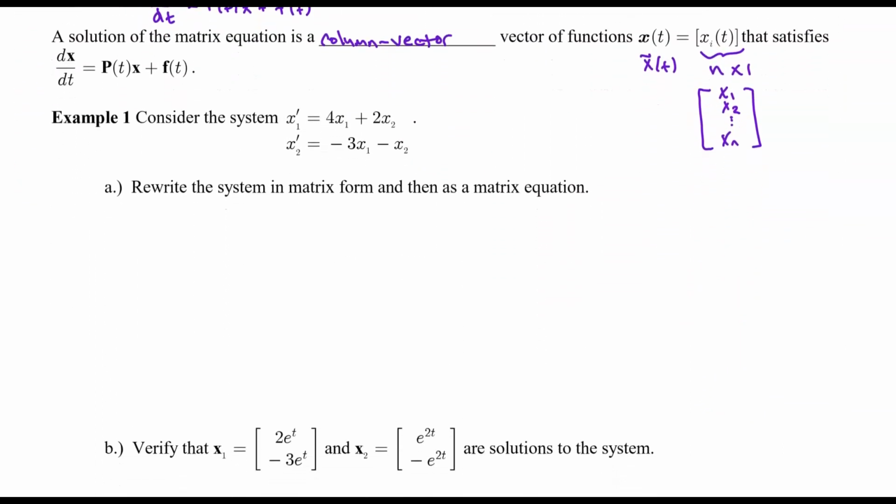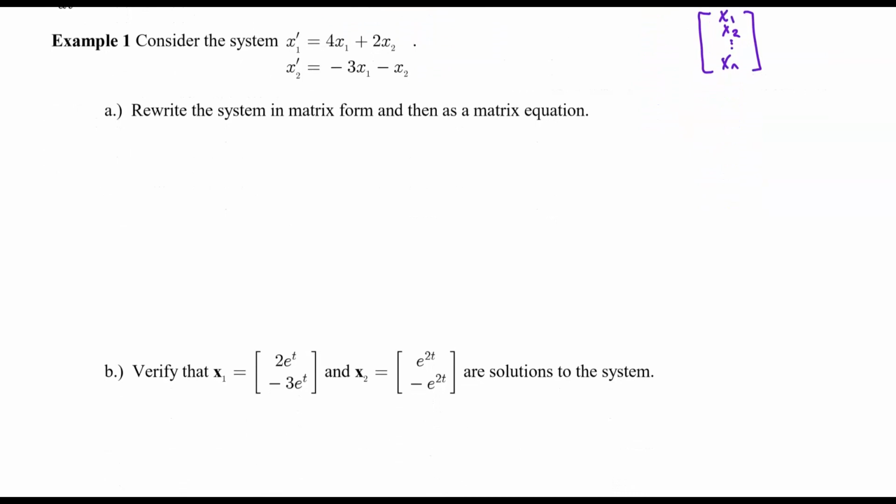So in example 1, we have a very important system because we're going to be looking at this particular system all throughout the lesson. The system x sub 1 prime equals 4x sub 1 plus 2x sub 2, and x sub 2 prime equals negative 3x sub 1 minus x sub 2 is a first-order linear system.